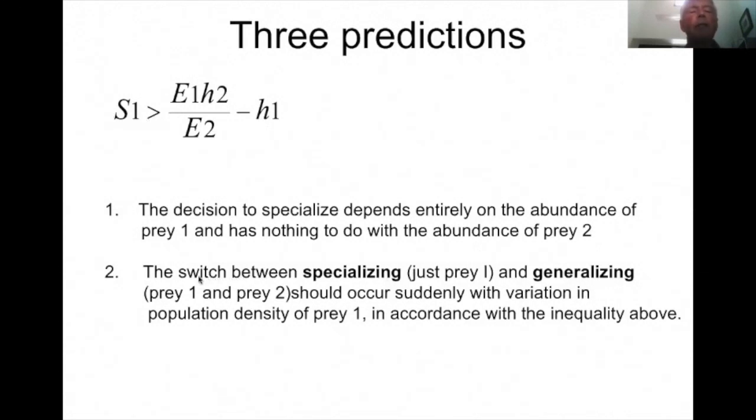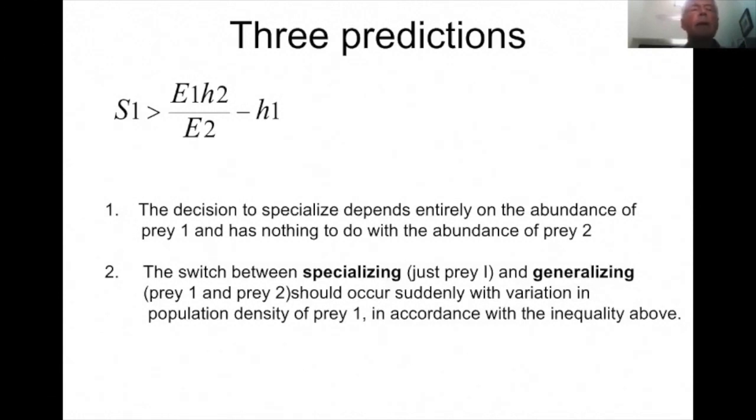And the second prediction is that the switch between specializing on just prey type 1 and generalizing so that you consume prey type 1 and prey type 2 should occur instantly, and it should be absolute. That is to say that the organism should always either just specialize or always generalize when it comes into contact with a prey type 2. And that prediction is built on this inequality. So that's sort of a complicated relationship, and how might one go about evaluating whether it's true or not?